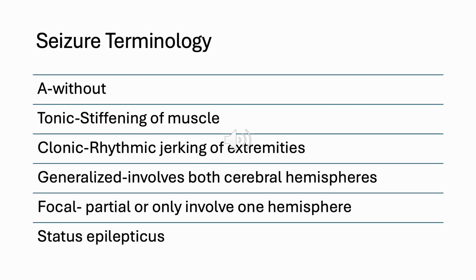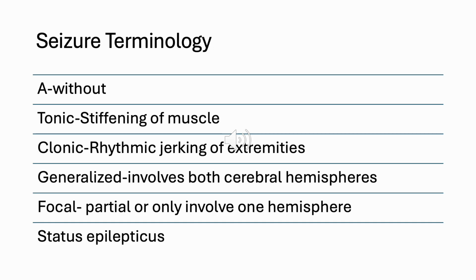This is some seizure terminology because there's a lot of different types of seizures, and if you know the basic words, you can kind of figure out what the characteristics are. So A means without, I think you know that. Tonic means stiffening of the muscles. So if you have an atonic seizure, that means the muscles lose their muscle tone. Okay. Clonic means rhythmic jerking of the extremities, whereas tonic is stiffening of a muscle.